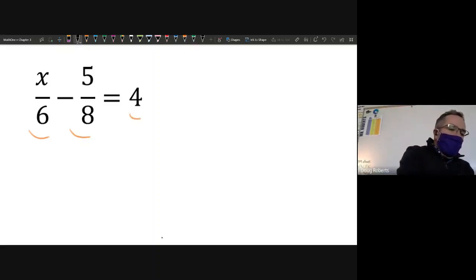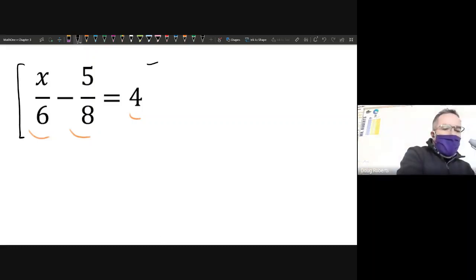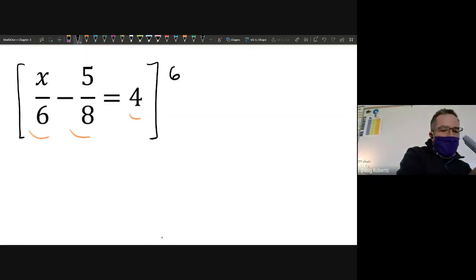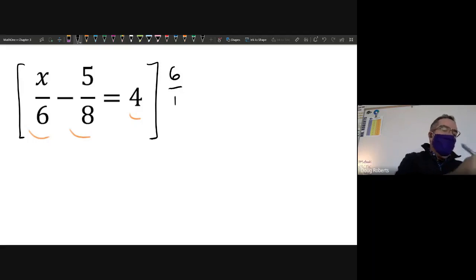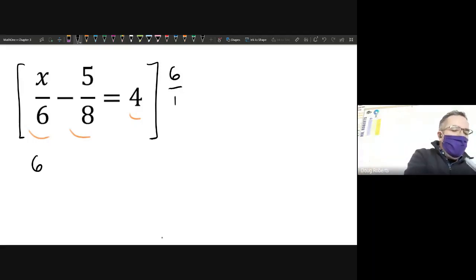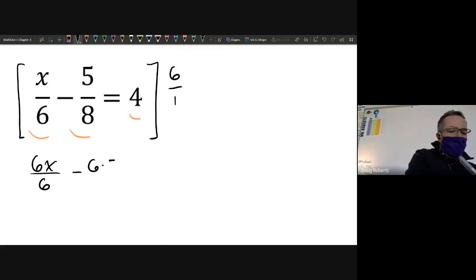And without a lot of motivation right now, I'm going to begin this problem by pushing a factor of 6 across all 3 of those terms. Every single one of those terms is going to get a new factor of 6, not 1/6. I'm not multiplying by 6 over 6. I'm going to push a factor of 6 across all 3 terms. So I want you to write exactly what I write below. This is going to become 6x over 6 minus 6 times 5 over 8 equals 6 times 4.